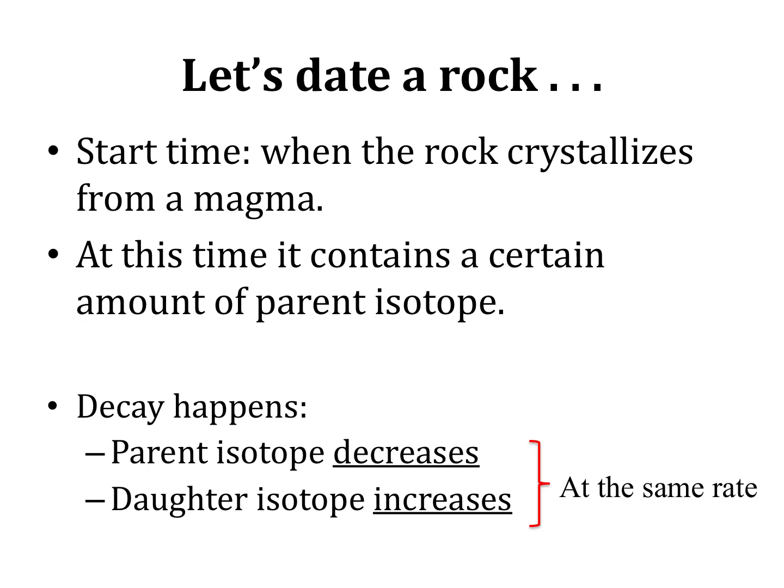So let's take a rock that has crystallized from a magma and date it. So the beginning of the history of that rock, the lifespan of that rock, starts when the magma has crystallized. And at that time, there is a certain amount of parent isotope in that rock. As time progresses, decay is going to happen. The parent isotope is going to decrease and the daughter isotope is going to increase. And those are happening at the same rate. For every parent that goes away, a daughter is created.